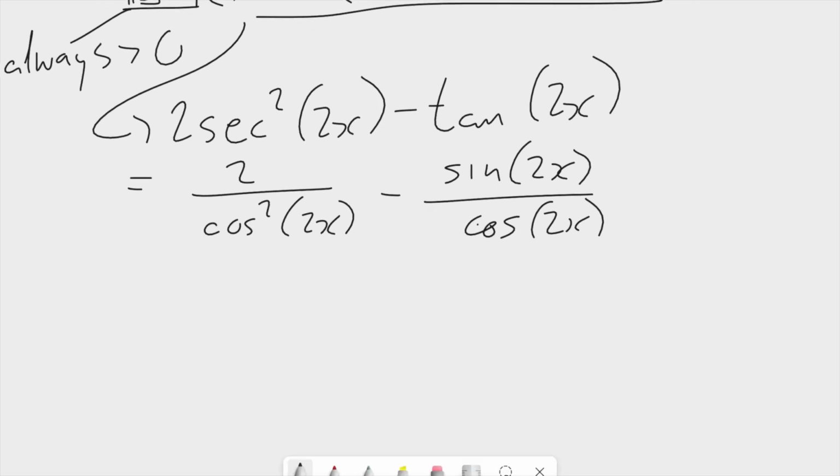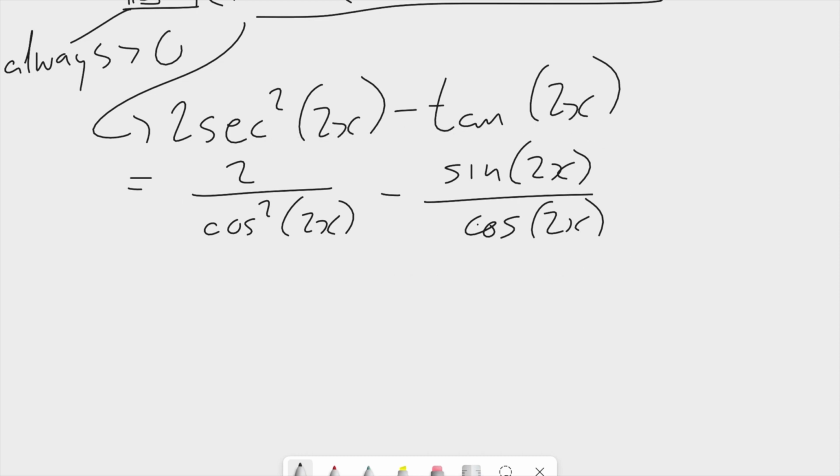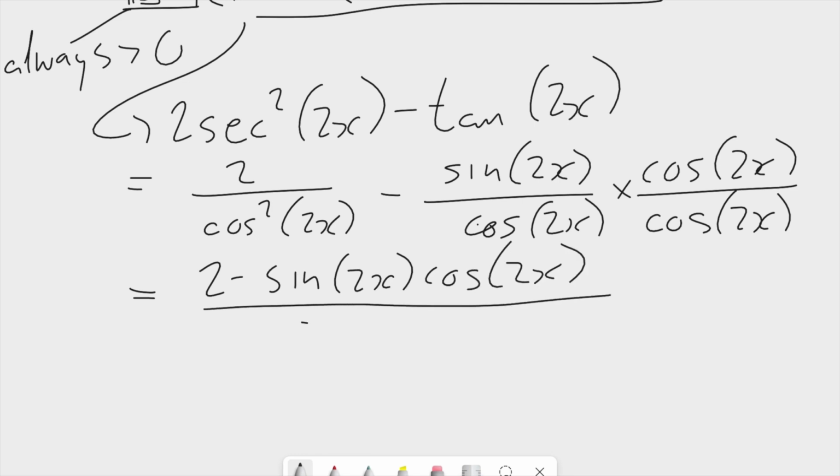And then the next step, just to simplify this a bit, is to make this all one fraction. The way you do that is by multiplying sine 2x over cos 2x by cos 2x over cos 2x, so you're multiplying it by 1, but it allows you to get the same denominator for both fractions. So then this is equal to 2 minus sine of 2x times cos 2x over cos squared of 2x.